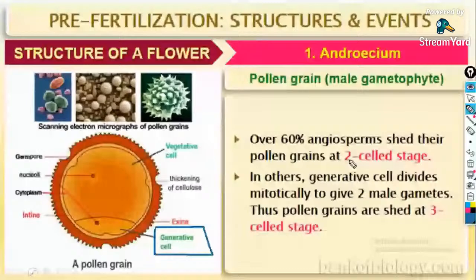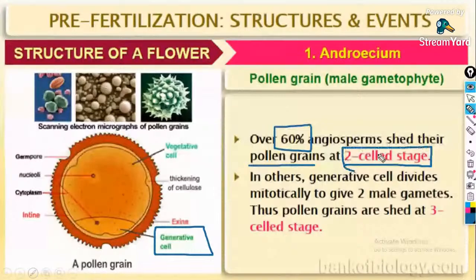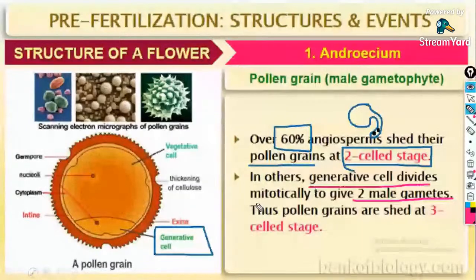In over 60% of the angiosperms, the pollen grains are shed at the two-celled stage. That is the pollen grain. Suppose this pollen grain will consist of two cells, that is, it will be released at a two-celled stage. But in the rest 40%, the generative cell divides mitotically to give rise to two male gametes. So it is shed at a three-celled condition.